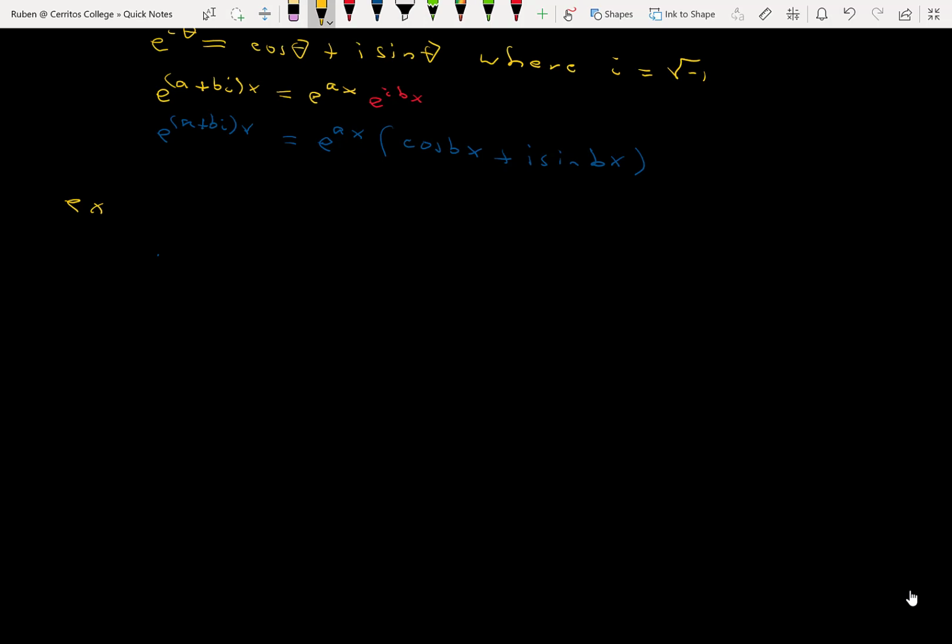Our next example is to consider the differential equation y double prime minus 4y prime plus 5y equals 0. The auxiliary equation then becomes lambda squared minus 4 lambda plus 5 equals 0. This quadratic equation doesn't factor very easily, so we'll use the quadratic formula.